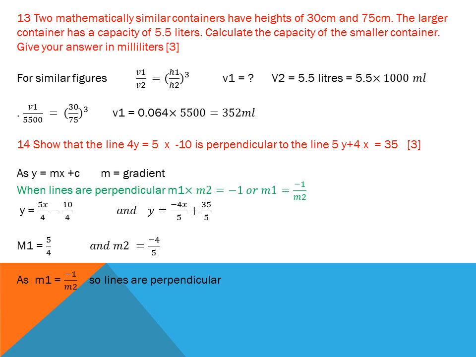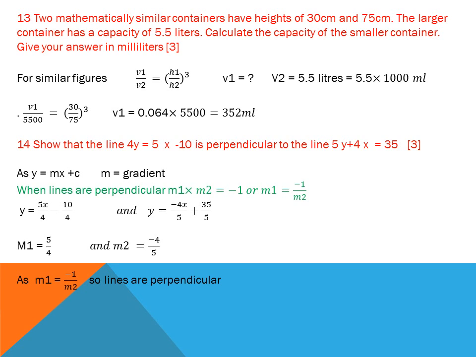Show that the line 4y = 5x - 10 in question number 14 is perpendicular to the line 5y + 4x = 35. This question is related to coordinate geometry. In coordinate geometry, the lines are perpendicular when the gradient of one line is equal to the negative reciprocal of the gradient of the second line, or the gradient of line 1 multiplied by the gradient of line 2 is equal to minus 1. First, I will find the gradient of line L1, 4y = 5x - 10.